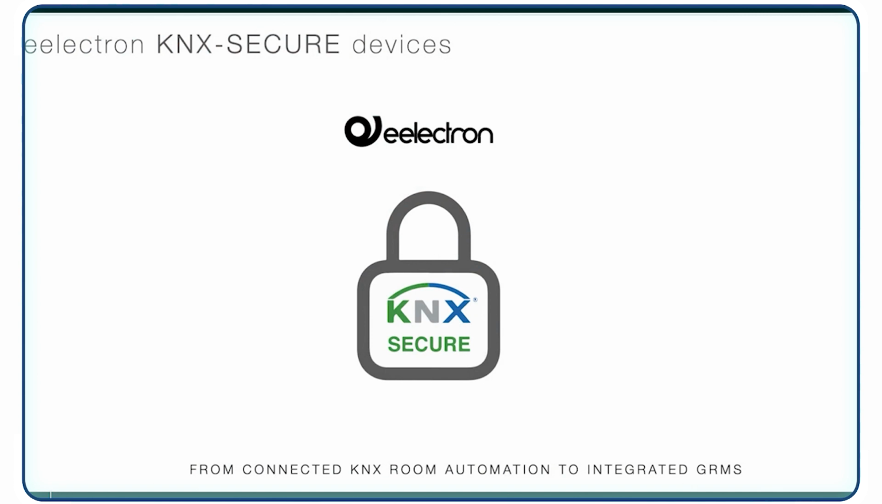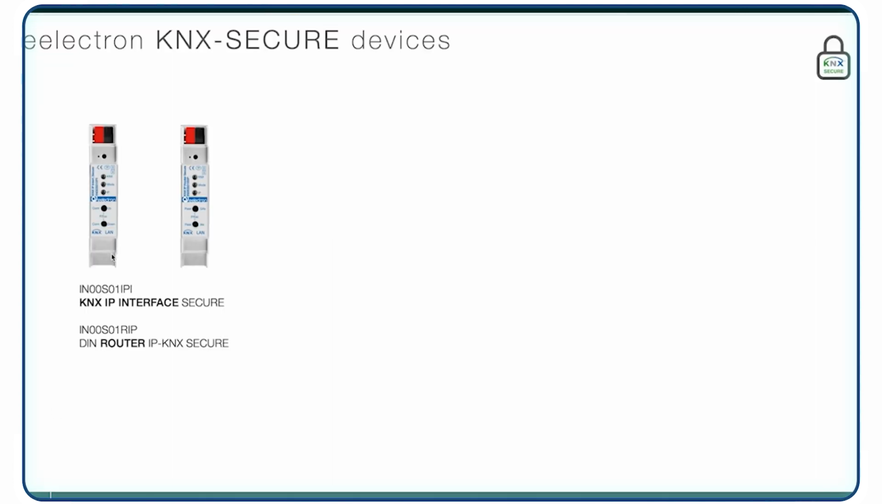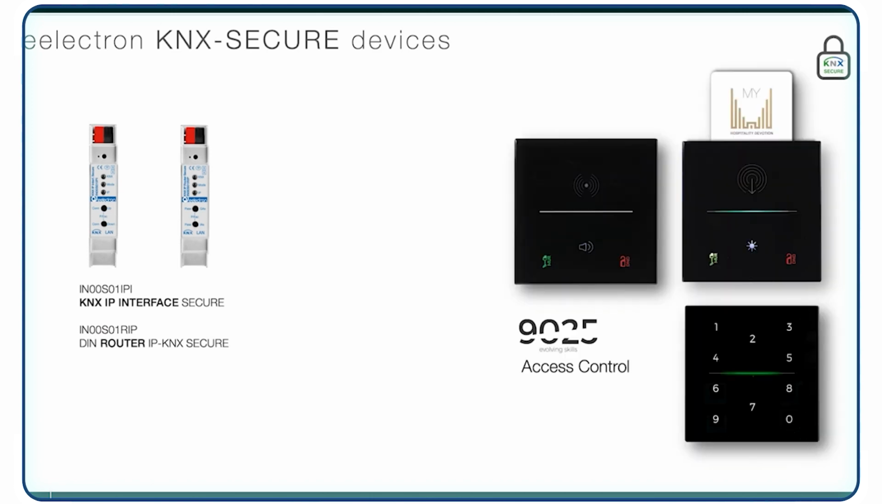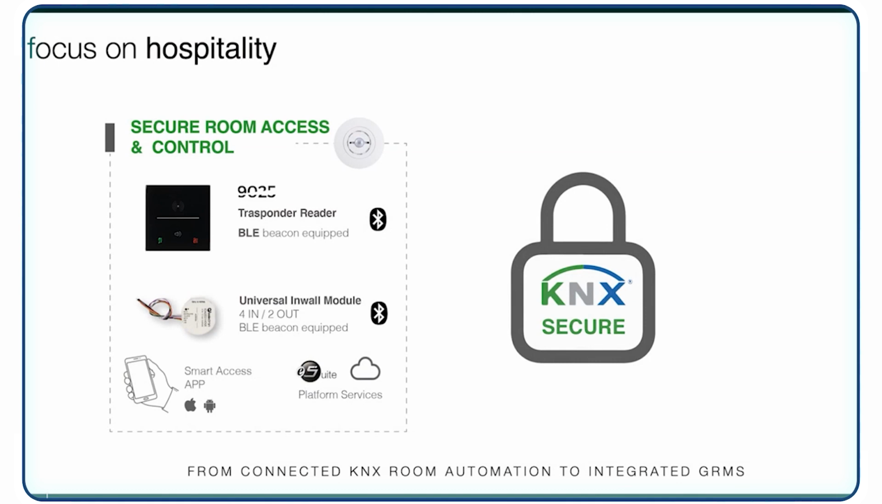Let me introduce our set of KNX Secure Devices. We have one IP interface, one IP router, and some devices dedicated to access control. So we have a transponder reader, usually installed outside the room, transponder holder installed inside the room, and a keypad to prevent the use of the RFID card. Aside of these devices, we have a small actuator, generally used to enable the door strike system. With this set of components, we can allow the designer to produce a secure room.